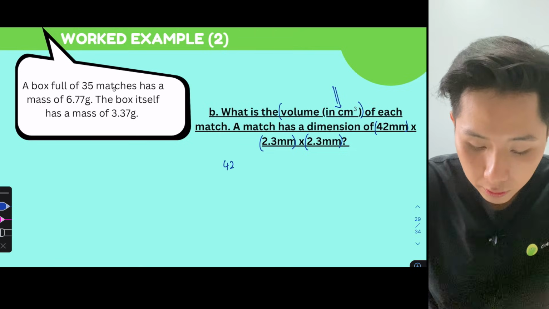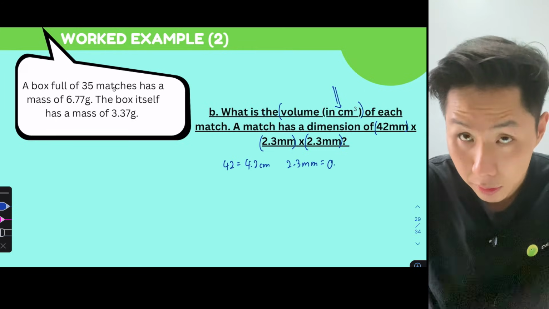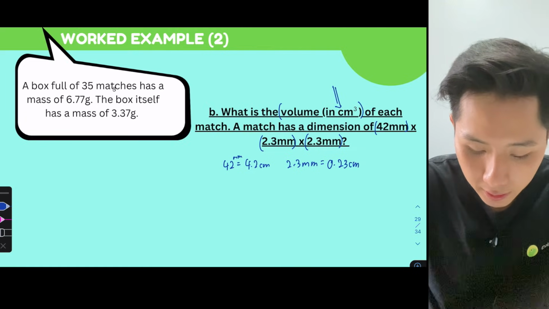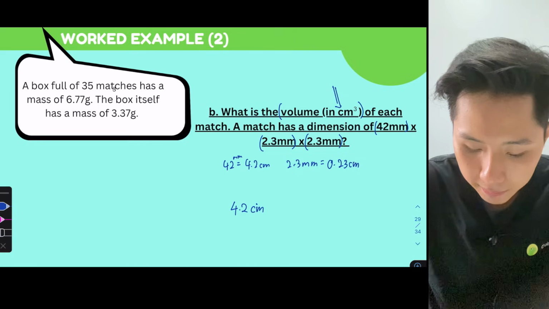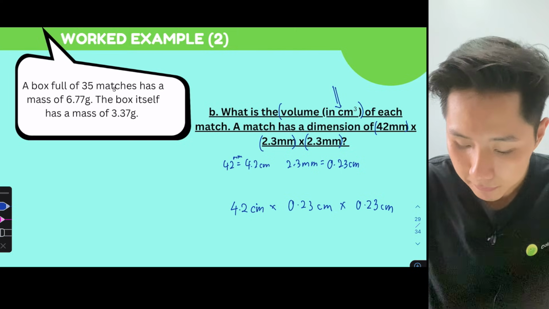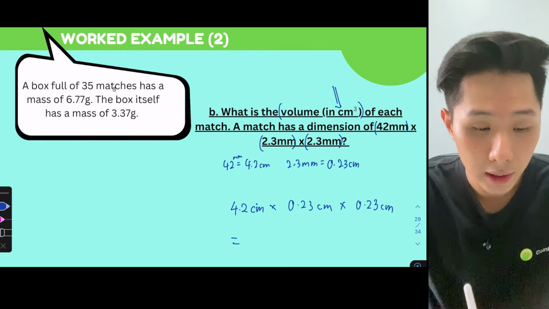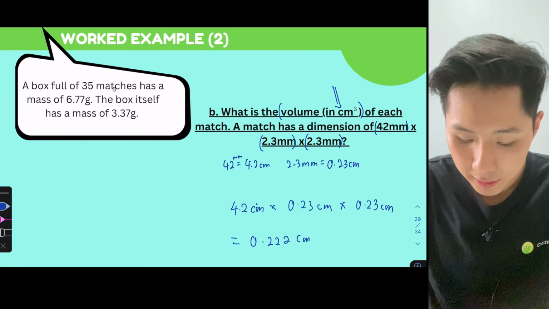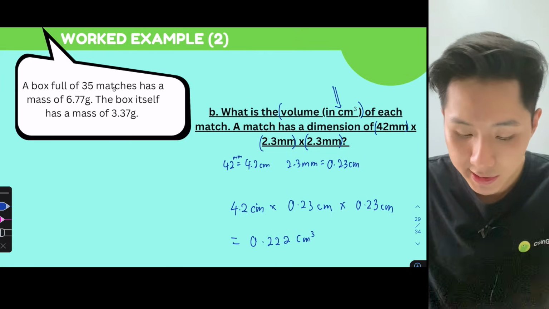So I'm going to convert 42 mm to 4.2 cm. 2.3 mm is equal to 0.23 cm. And I can then calculate the volume by multiplying them together. 4.2 cm multiplied by 0.23 multiplied by 0.23. And if I plug all the values into the calculator, I will get the answer of 0.222, and the unit cm cube. And here it is. We have the volume of the match.